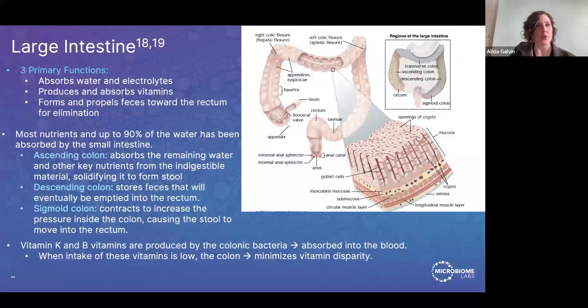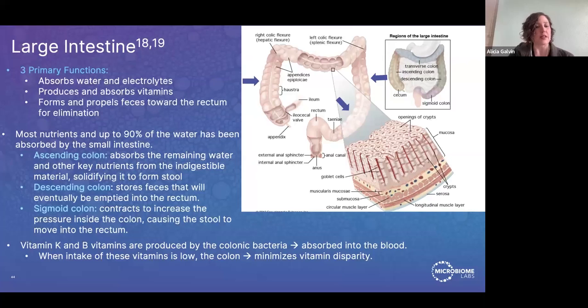All right, so we'll wrap it up with the large intestine, which again, we've talked about this, but primarily is absorbing water and electrolytes. And again, by the time things have gotten to the large intestine, about 90% of that water has been absorbed. And so with the ascending colon, you're absorbing any remaining water and other nutrients. You're starting to solidify that stool. The descending colon is going to store that stool. That's going to eventually empty it out into the rectum. And then the sigmoid colon, which is this little section here, is going to cause that contraction to start to increase the pressure to actually have that stool go into the rectum for elimination.